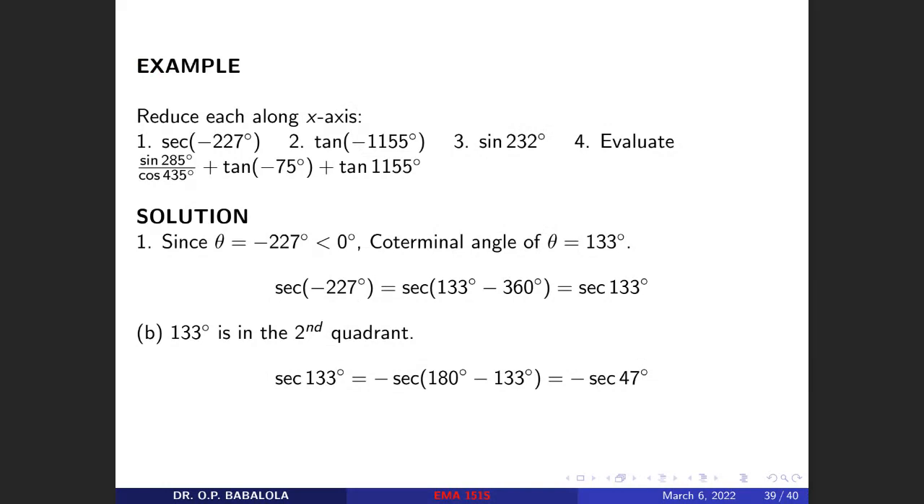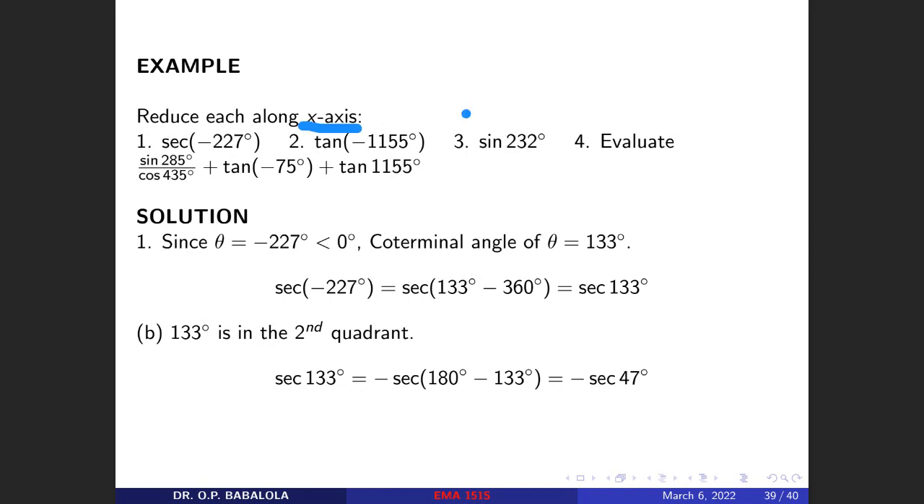Now we'll see some examples. Here in this example, I said reduce each along the x-axis. Number 1: reduce sec of minus 227 degrees along, please take notes, along the x-axis. It's important, along the x-axis. Okay?